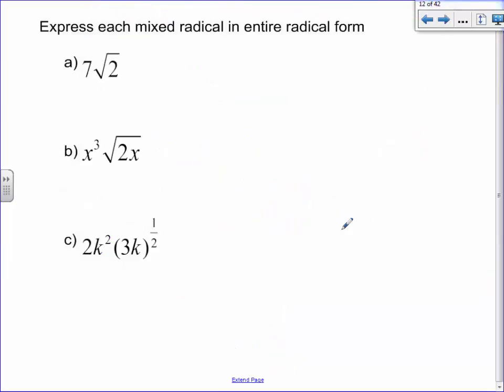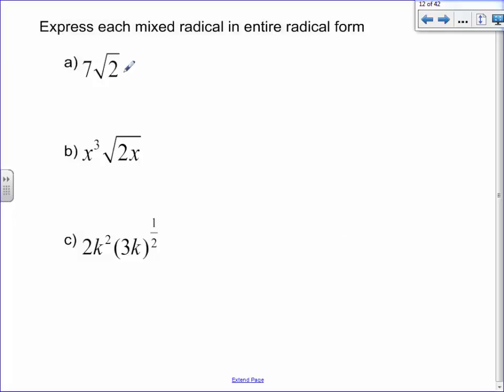Okay, another possibility is going backwards. What if I give you a radical that's in a mixed form, and I want you to go backwards and put it into an entire form? That's also a skill I need you to work on. Again, regardless of -1 or -2. So, honestly, I think this one's actually easier.